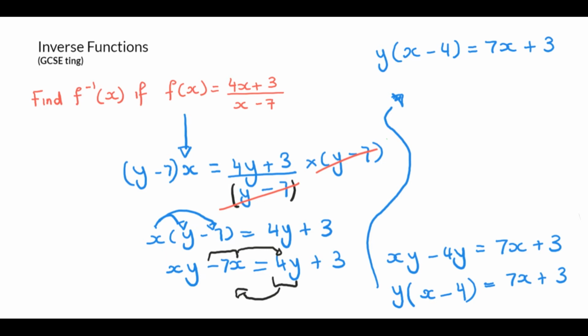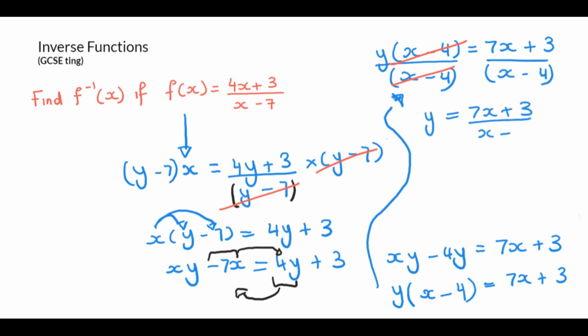Now remember, I want to get y by itself, but right now it's being multiplied by this x minus 4 thing. So what do I do in order to get rid of multiplication? I do division. So I'm going to divide both sides by x minus 4. The reason I'm doing that is because, as you can clearly see, this x minus 4 cancels out with this x minus 4. So I'm going to be left with y is equal to (7x plus 3) over (x minus 4). And that's it, done.